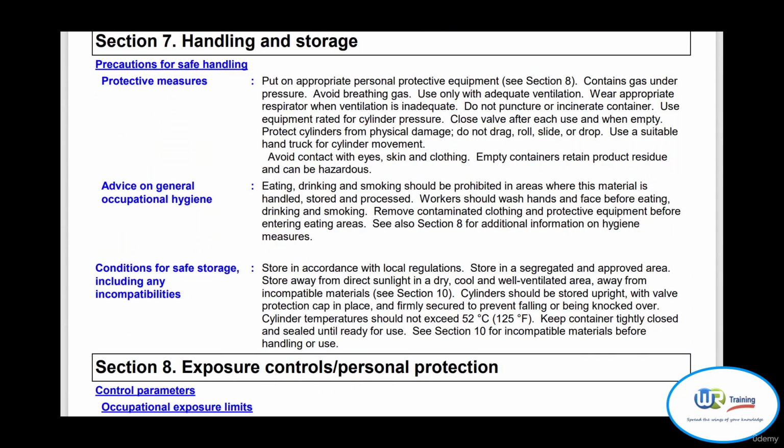Section 7 provides valuable insights into how you store the product. Now, in case of flammable liquids or gases, you should look at ignition sources where these products are stored and handled. In our example, since nitrogen is not flammable and not toxic, the focus here is to avoid direct contact with the product. You can read here: avoid breathing gas, use only with adequate ventilation, or avoid contact with eyes, skin, and clothing. Eating, drinking, and smoking should be prohibited in areas where this material is handled, stored, and processed.